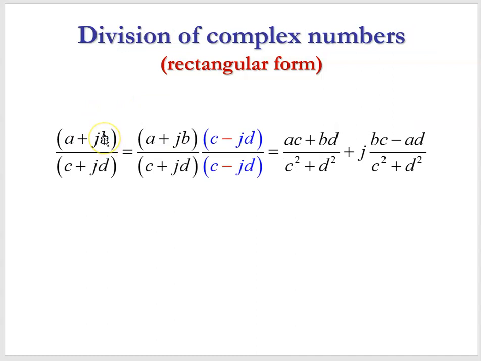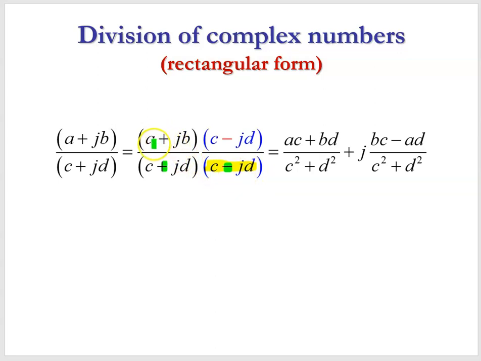Dividing complex numbers: if we want to divide these in this rectangular form, we have to make the denominator real, right? To make that denominator real, we multiply the denominator by the complex conjugate. So if you note here, this is C plus JD, this is C minus JD. The conjugate negates the imaginary part of the complex number.